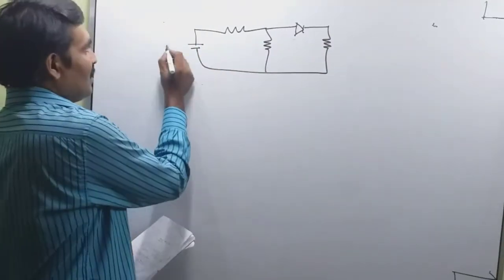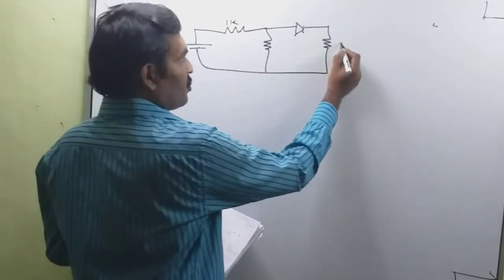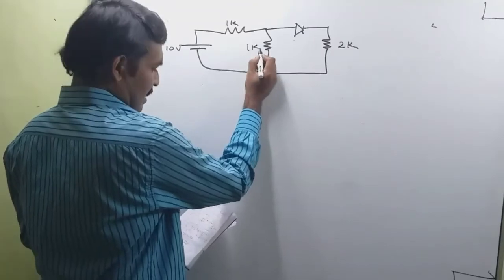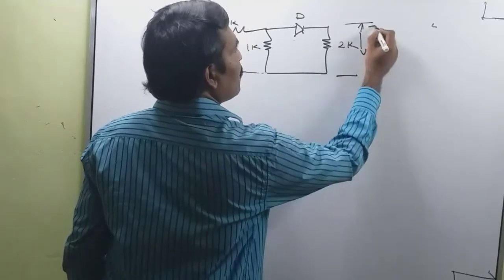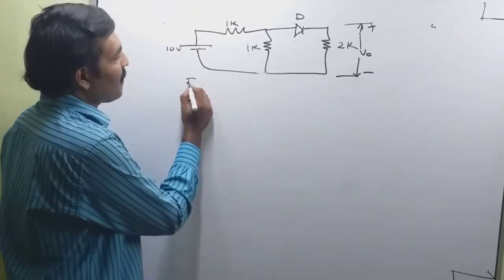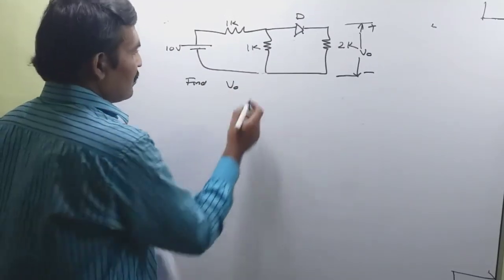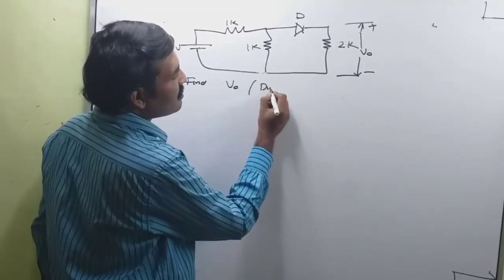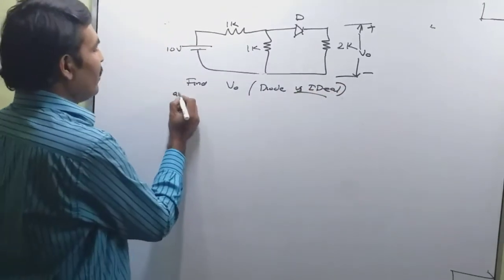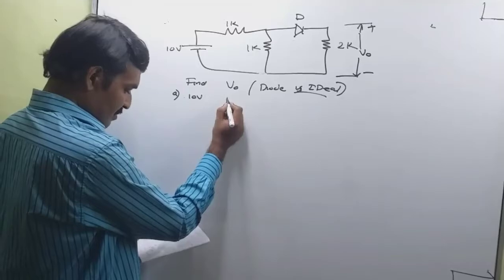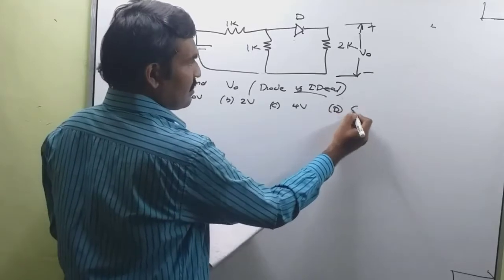This is a circuit with 10 volt, 1K, 2K, 1K and a diode. This is the output voltage V0. So find V0. Assume the diode is ideal. The choices given are: A is 10 volt, B is 2 volt, C is 4 volt and D is 0 volt.